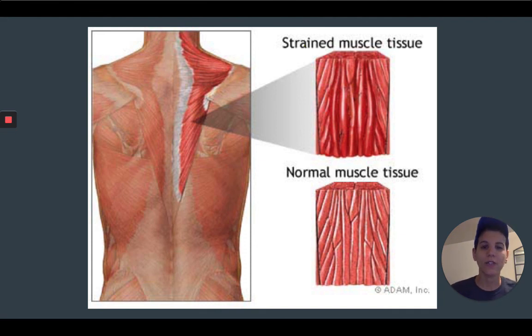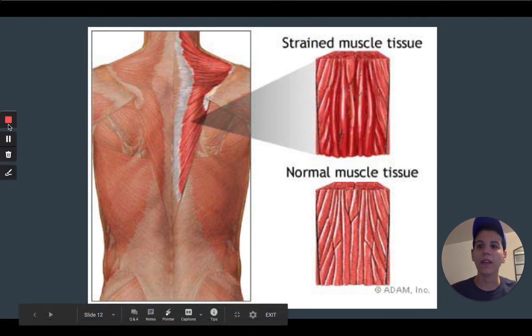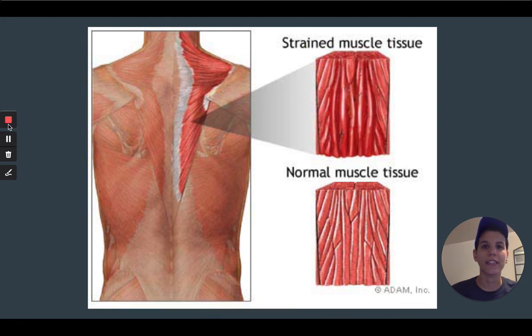All right, so that concludes the injuries to the muscles, bones, and joints lesson. You're going to take your assessment after you're done this.